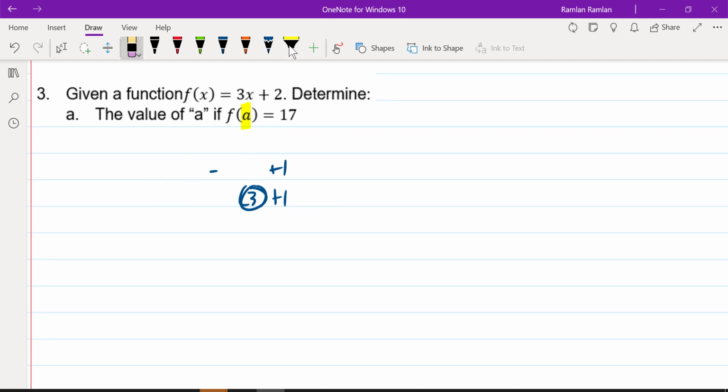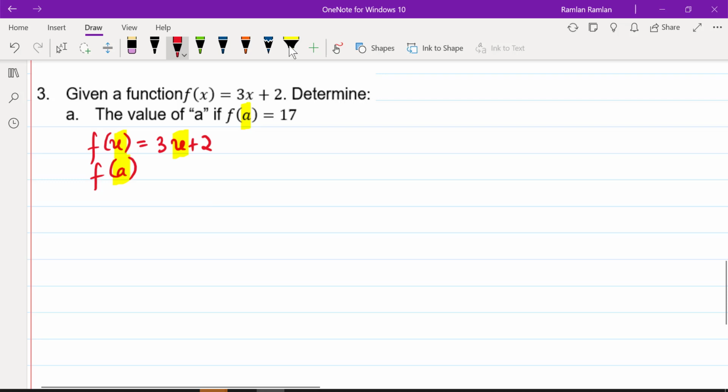So if we rewrite the function again, f of x equals 3x plus 2, then if I have f of a, I only need to substitute the x by a, so it will be equal to 3a plus 2. And then here we have f of a is equal to 17, so you can write down 17 over here. Can you see what happened? We are just creating an equation, so you only need to solve it.